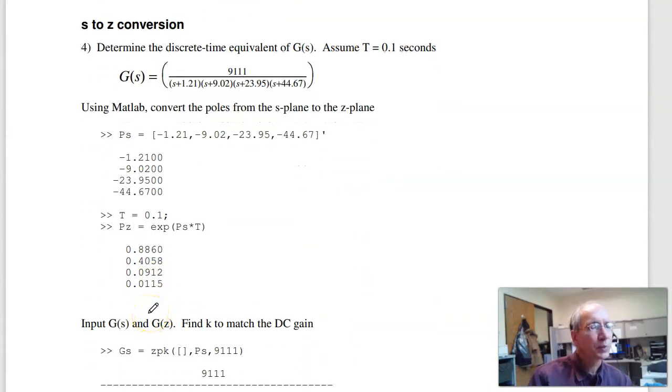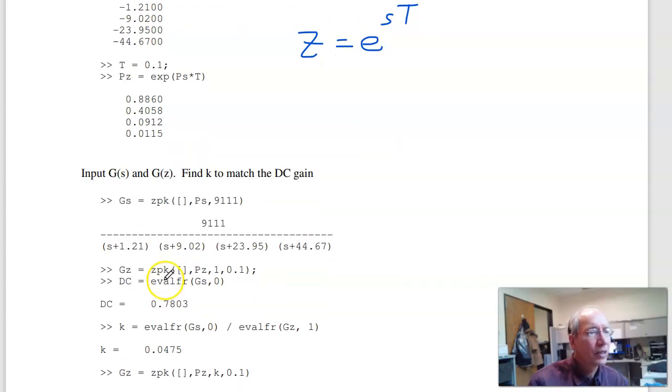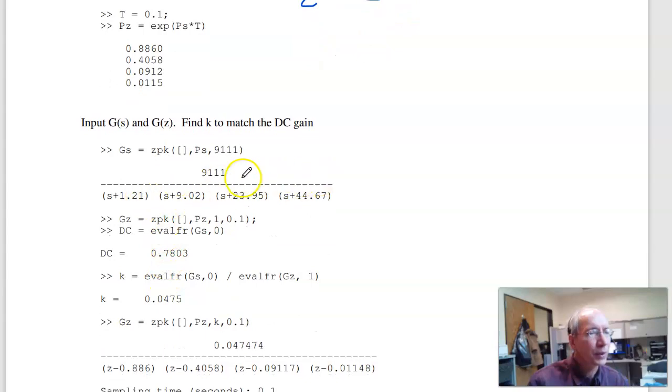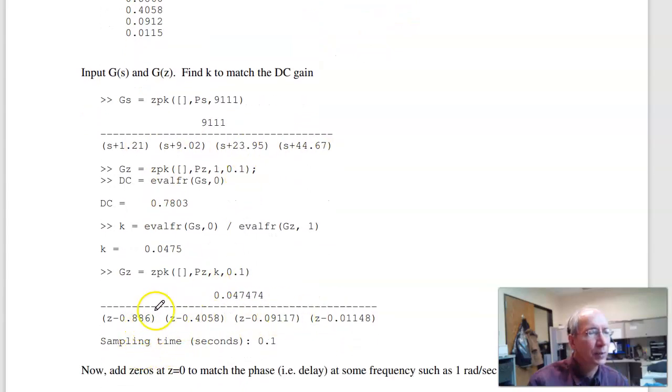To convert from the s-plane to the z-plane, there's a couple ways to do it. The approach I like is to say z is equal to e to the st. I know the sampling rate, I know s, I know z. So here's the poles in the s-plane. In the z-plane, z is e to the st. I need to know the sampling rate, and if I do, I know how they map. So here's the transfer function in the s-plane, transfer function in the z-plane.